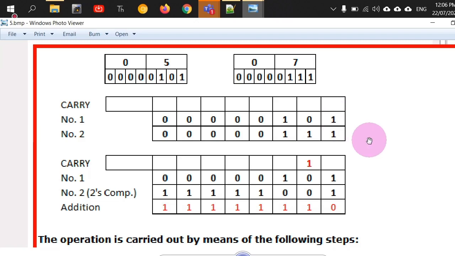Is it understood to begin with? Yes. Yes, sir.